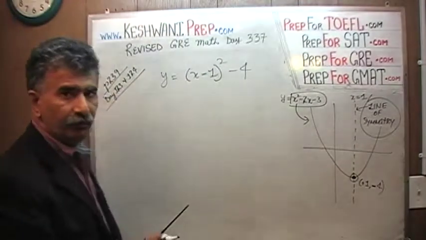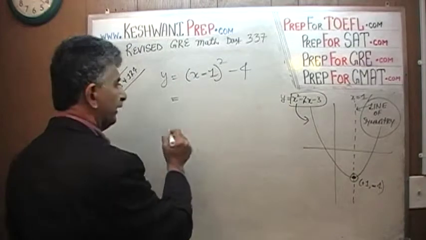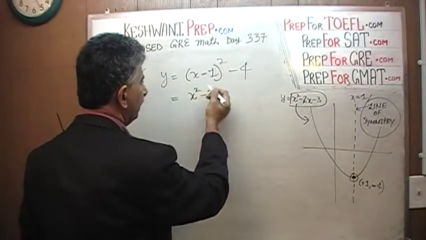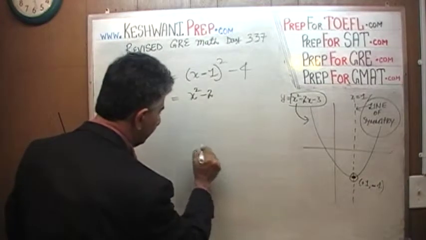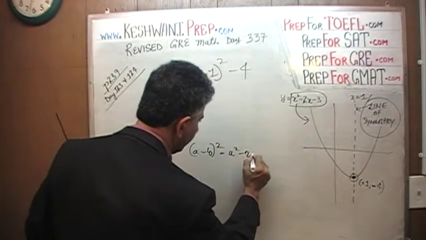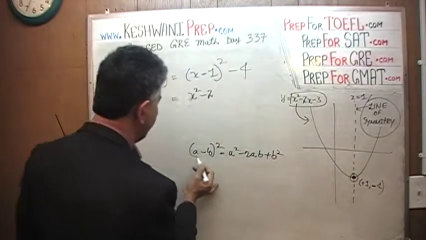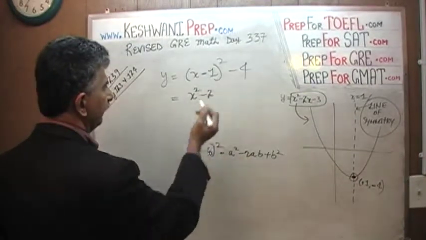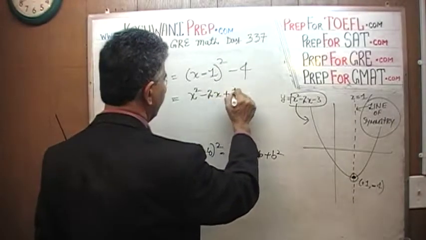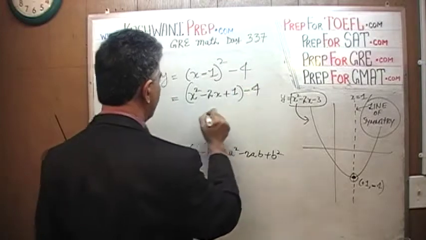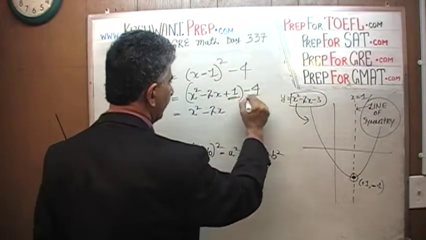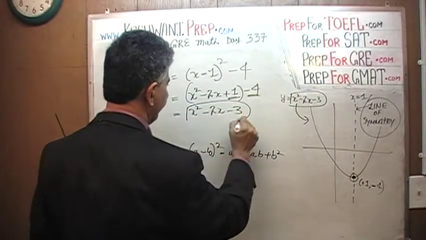We can't leave it like this. We have to do something with it to write it in the proper form here. So we open the parenthesis and we find x squared is a minus b whole squared, which is equal to a squared minus 2ab plus b squared. Our a is x and our b is -1. So it's 2 times x plus 1 minus 4. And we get x squared minus 2x, and a plus 1 and a -4 is going to give us -3. Voila.